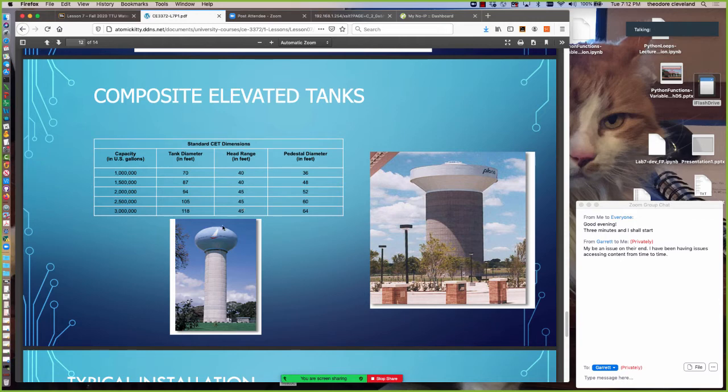Now it's going to be either a spheroid or a truncated cone, like in this picture on the right. And they can be stuck up as high as 60 feet in the air. So in addition to the hydraulic volume that's capable, there's quite a bit of structural component involved in elevated storage tanks.